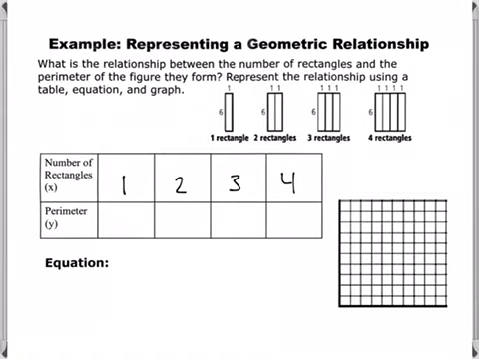Then determining perimeter, we have to remember perimeter is the sum of the length of the sides. So for one rectangle, we've got 6 plus 6 plus 1 plus 1, which gives us a perimeter of 14. For 2, it's 6 plus 1 plus 1 plus 6 plus 1 plus 1, which gives us 16. And then for 3, we get 18. And for 4, we get a perimeter of 20.